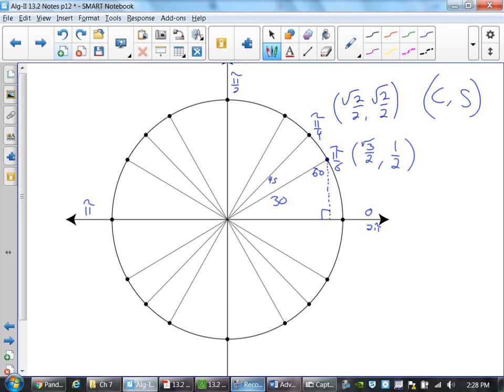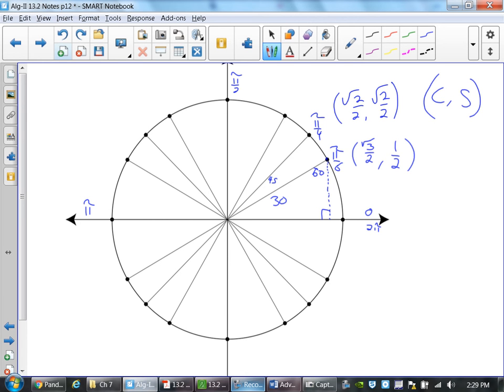So for the 60, to find that one point, you use cosine is x and sine is y. Correct. And you do the same thing for the 45? Yep.